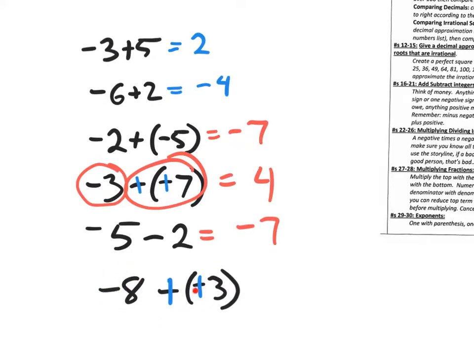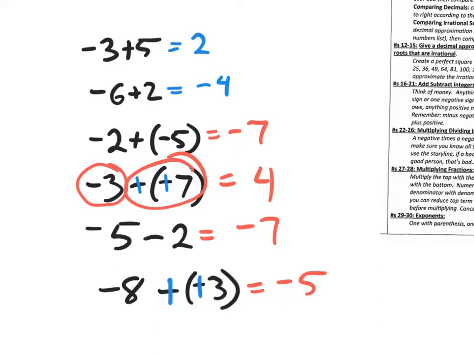What does plus 3 mean? You have $3. You can't pay them off. You only have $3. You owe them 8. You're still going to owe them 5. That means negative 5. You still owe them 5. And that's like the biggest chunk of the test, adding and subtracting positive, negative numbers, almost exactly like this.